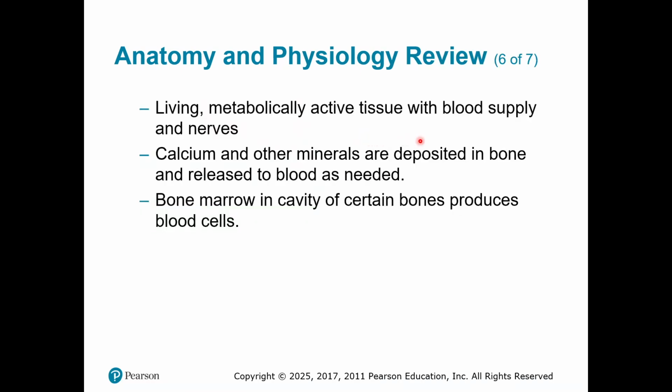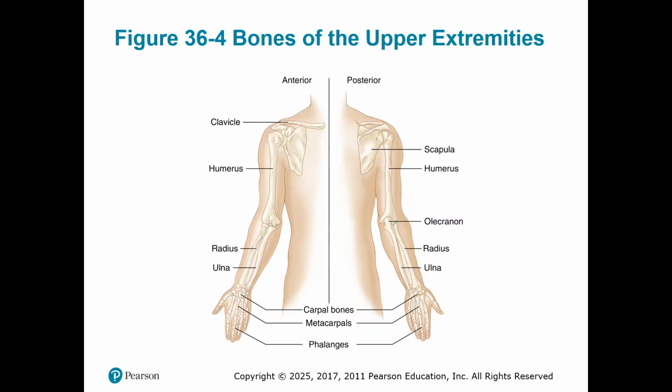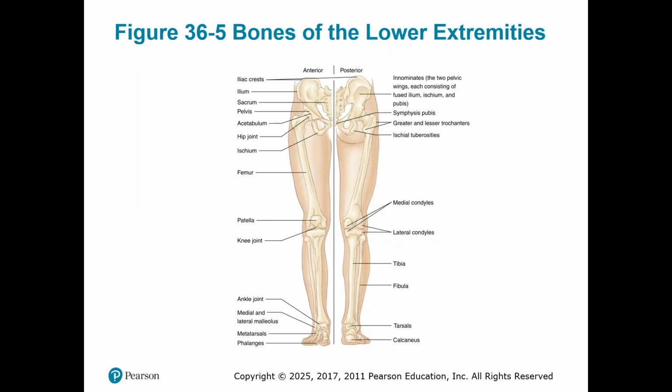Bone is living, metabolically active tissue with blood supply and nerves. Calcium and other minerals are deposited into bone and released to the blood as needed. Bone marrow in the cavity of certain bones produces blood cells. So all blood cells are produced in the bone marrow. This is the bones of the upper extremities, the bones of the lower extremities.